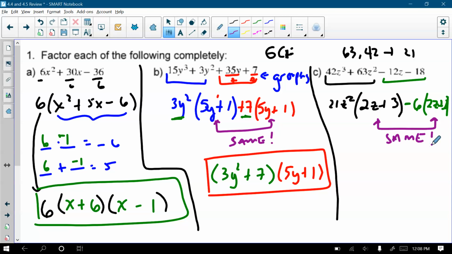Hooray! So now we'll combine the outside parts. We'll combine these two parts to get 21z squared minus 6. And our other one will be, let's put it in red, 2z plus 3.